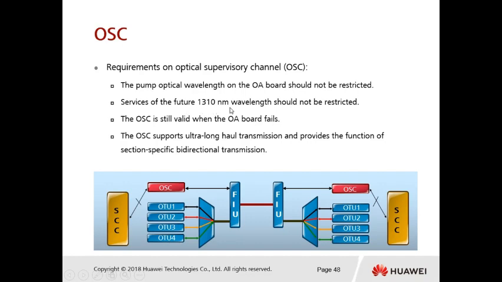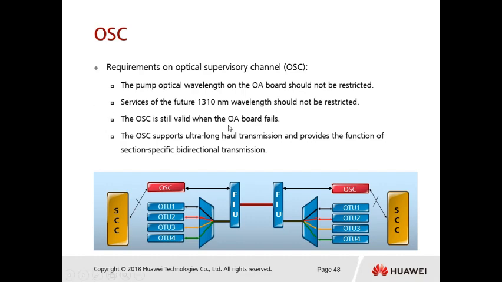And the second one, service wavelengths of the future, 1310, should not be used. You can see, if we are using 1310 nanometers to carry OSC channels, maybe in the future when we discover some new amplifier, we can amplify the service in 1310. So maybe we need to replace the wavelength for OSC. That will waste money and waste time. So we don't want to use 1310.